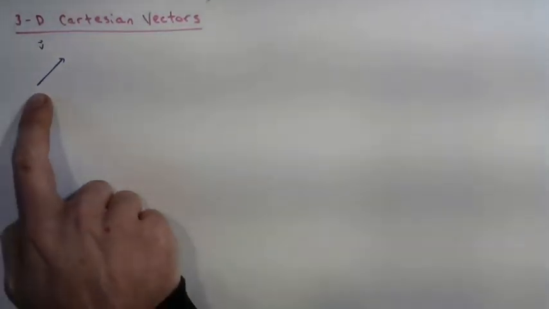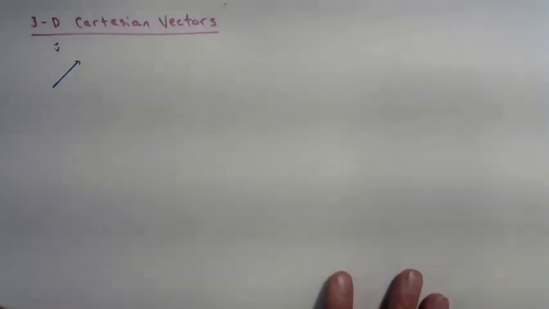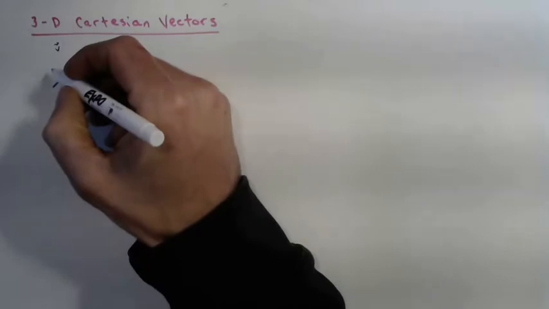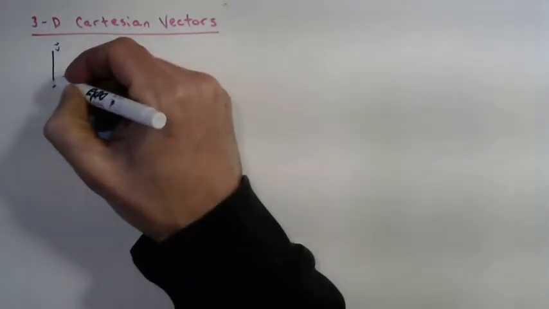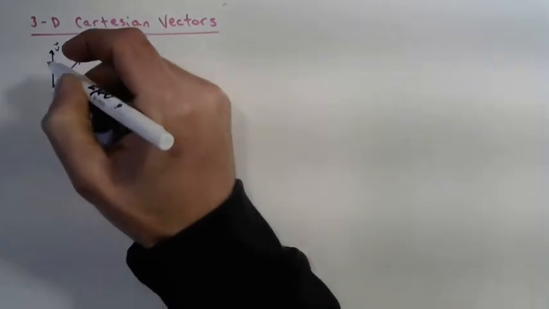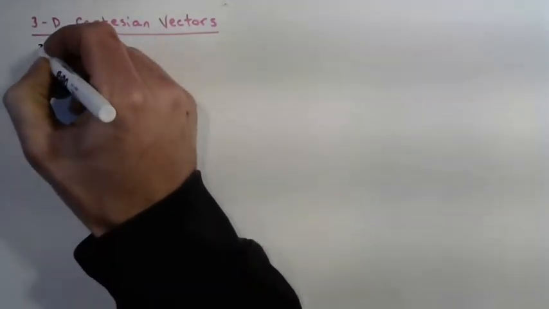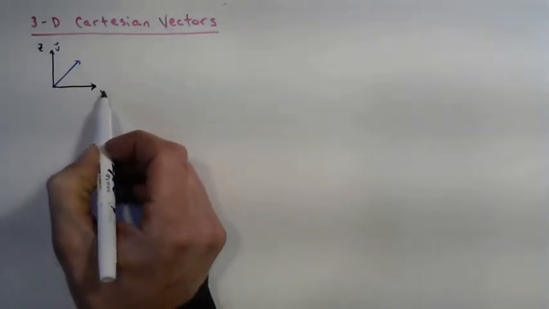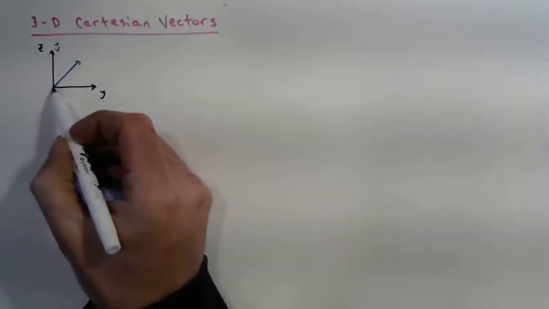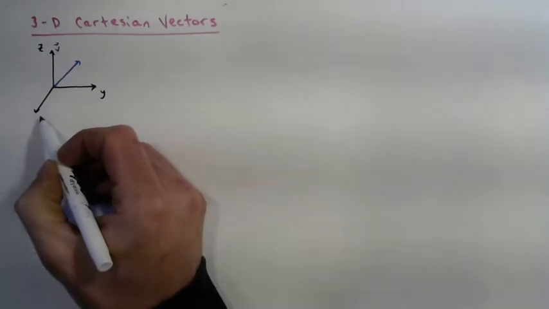And I'm going to simply take its tail and translate it to the origin of our 3D Cartesian octant, or whatever you want to call that. So we have our vertical axis, which is z. We've got a y dimension, and we've got an x.